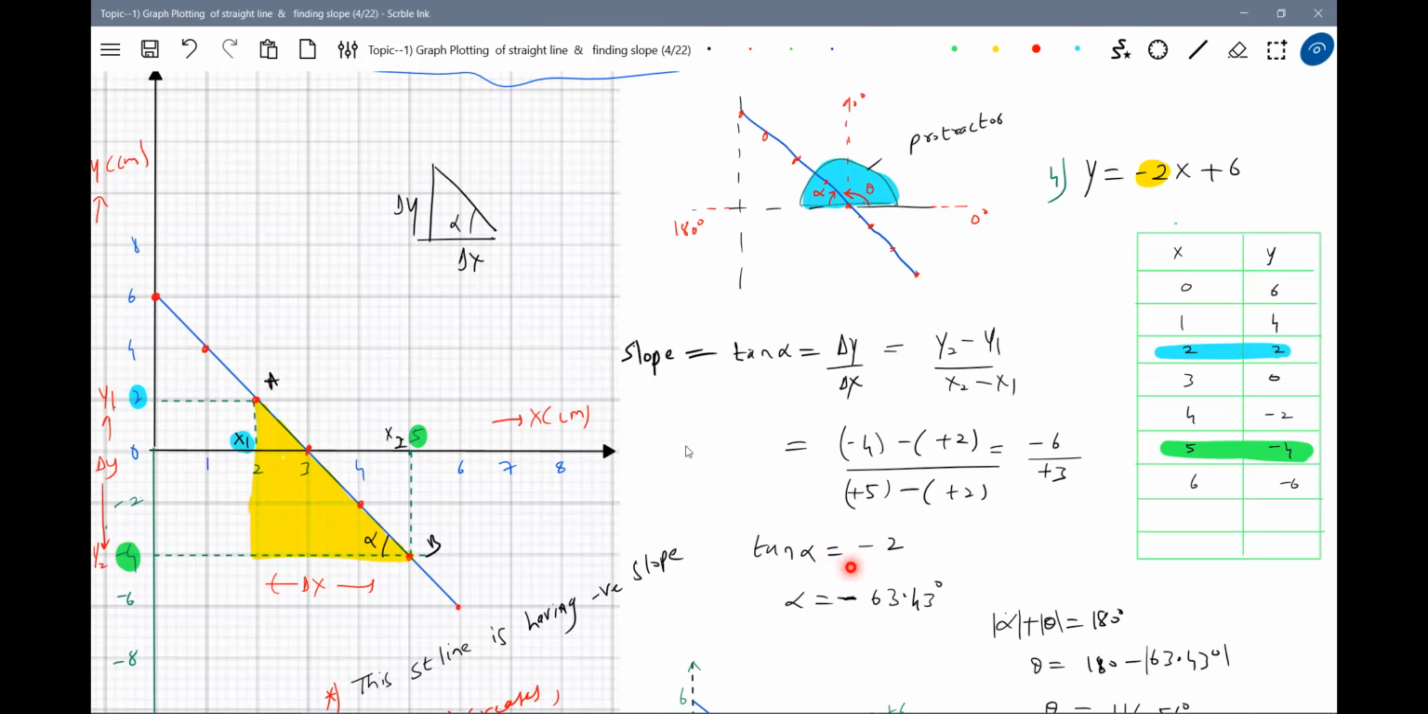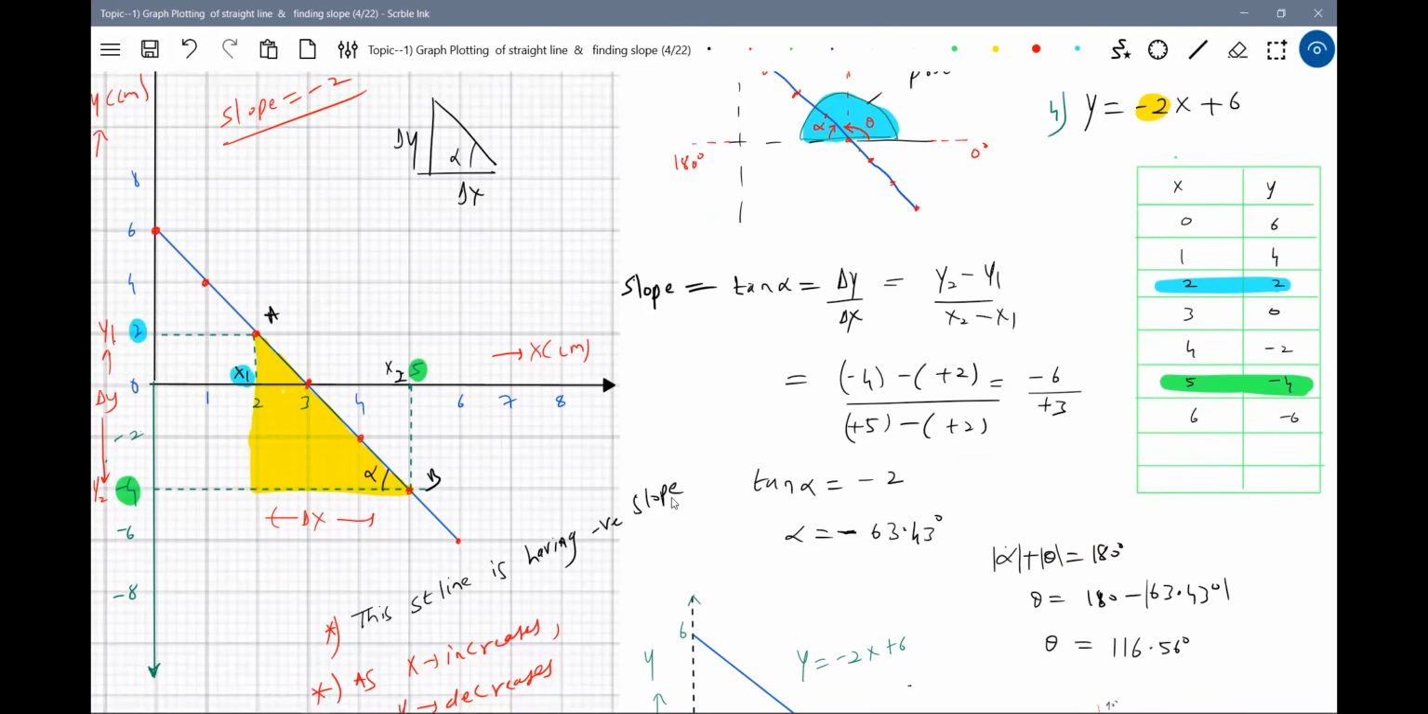What does it mean? The slope is negative, as you're going to see. The slope of this curve will be negative. So what is the slope of this curve? It is equal to minus 2. What about theta? You know alpha plus theta should be equal to 180. Then when you measure theta, how much will you get? It will become 116.656 degrees.